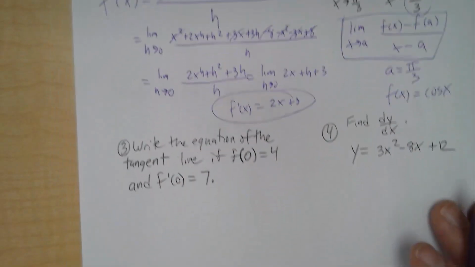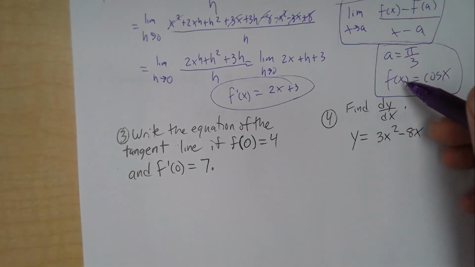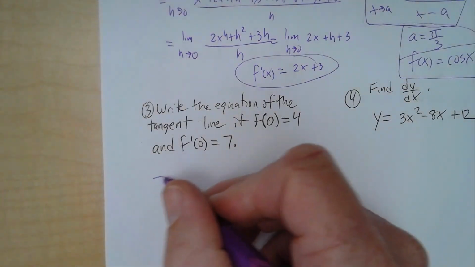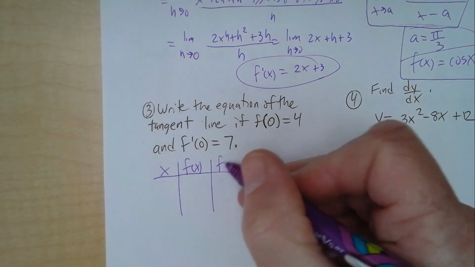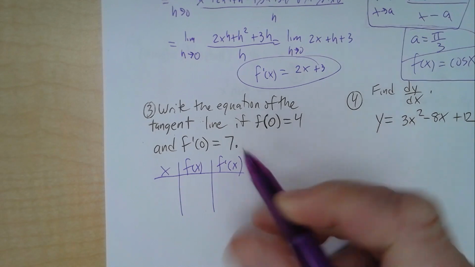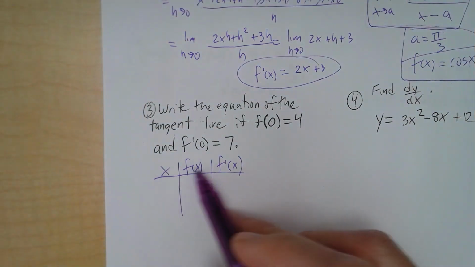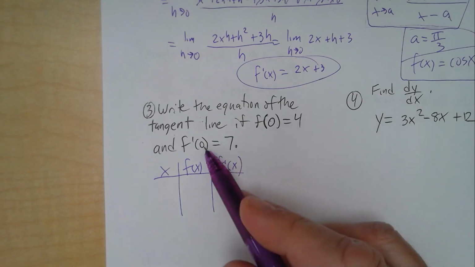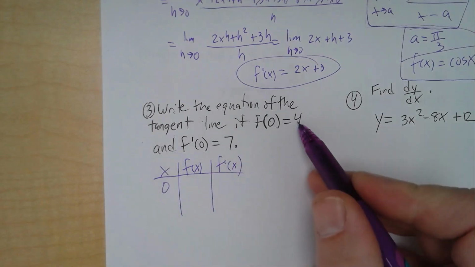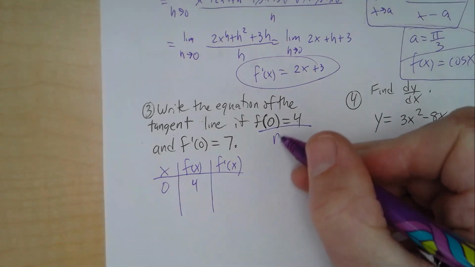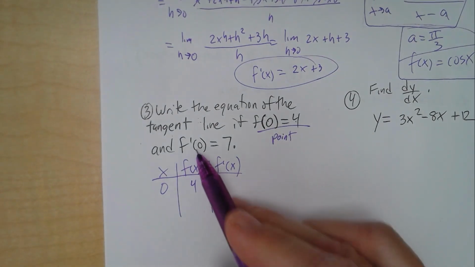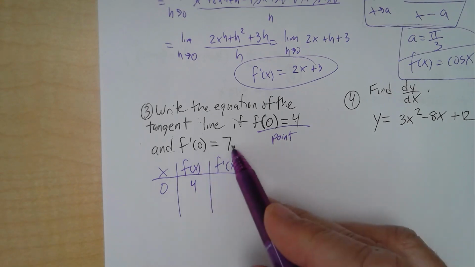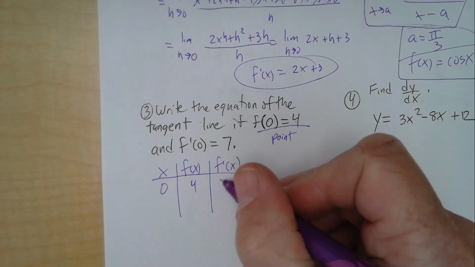All right, next one. When it says write the equation of a tangent line, you always make a table without even thinking. So you've got x, f of x, and f prime of x, or sometimes we write x, y, dy/dx. So x is 0, and I know that at 0 the y value is 4. That's what this tells me. 0, 4 is the point, because your x value is 0 and your output is your y value. And then the derivative here is the instantaneous rate of change at 0, and you would get 7. So the slope is 7.